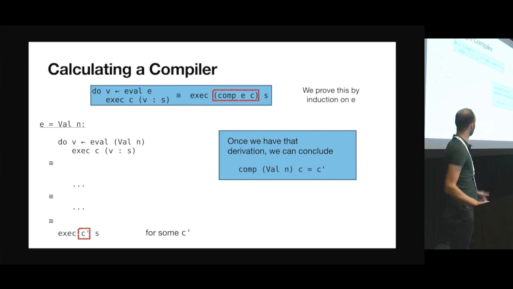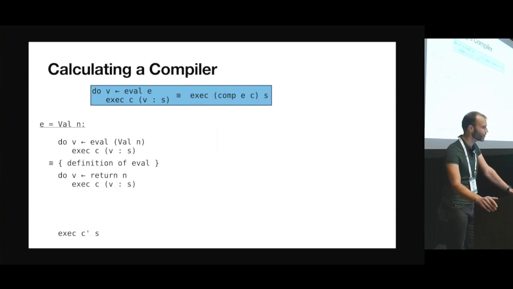And now the proof will go through by definition, right? We can simply read off the definition of the compiler by reading off the last line of our calculation. So this is what I mean by the definition of the compiler will simply fall out of the calculation. All right, so let's try this out.